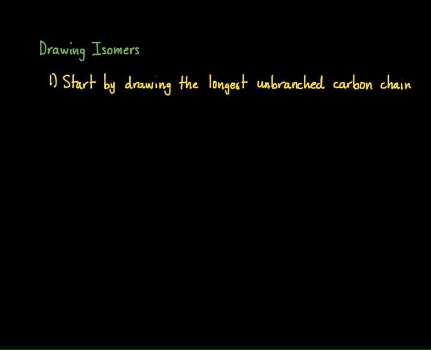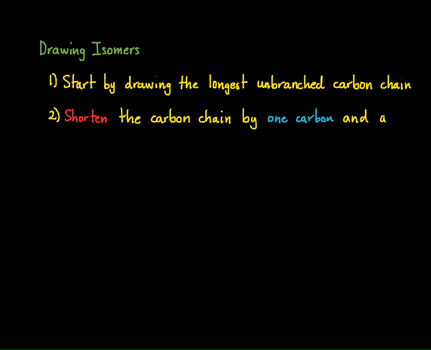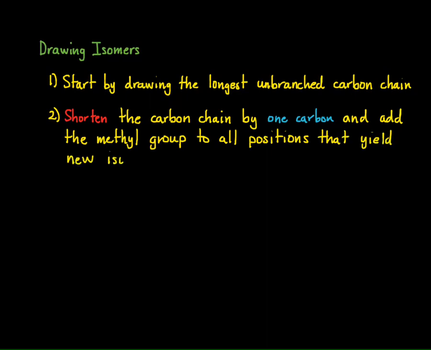So the first thing that you need to do is start by simply drawing the longest unbranched carbon chain, and this gives you one particular constitutional isomer. Then what you're going to do is shorten that carbon chain by one carbon, and that leaves you with a methyl group that you can add to all of the positions on that carbon chain that's now shortened by one carbon. And you have to make sure that they yield new isomers.